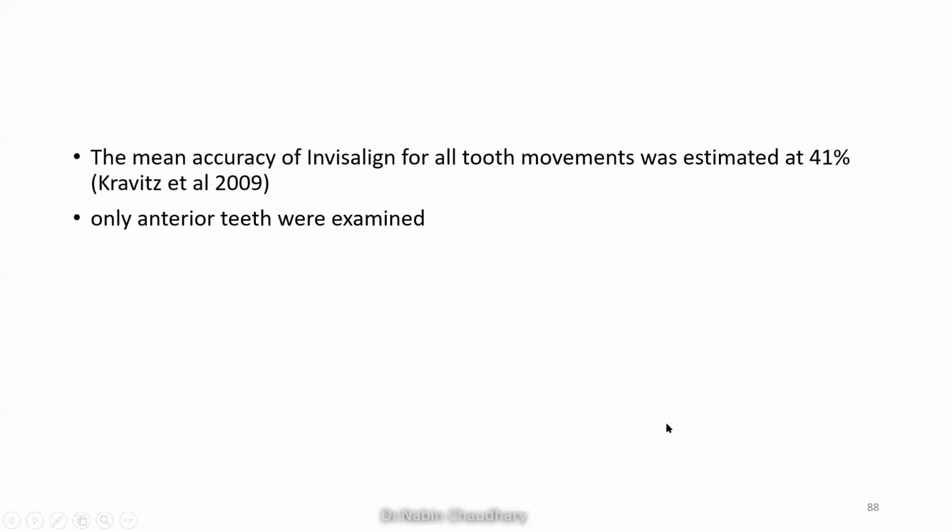And Kravitz et al. in 2009 said that the mean accuracy of Invisalign for all tooth movement was estimated at 41%. However, the measurement in this article was only done for the anterior teeth.